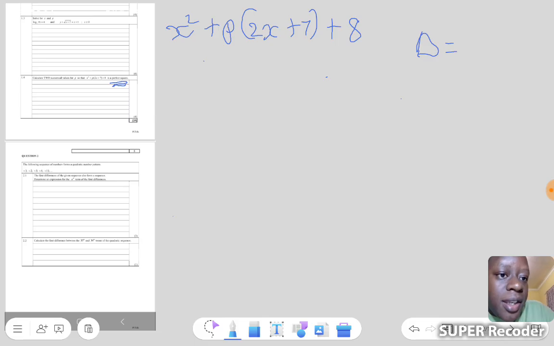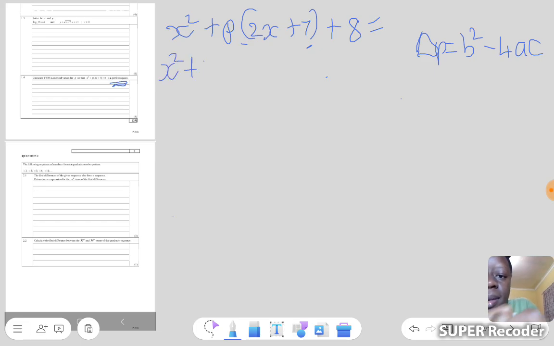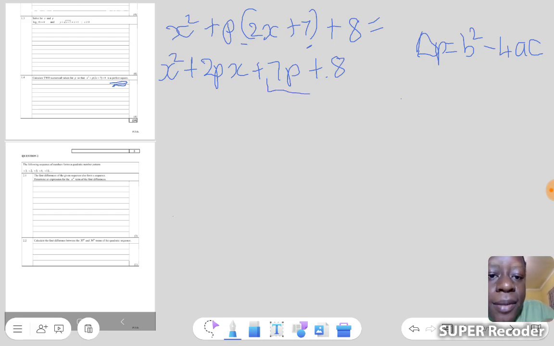delta is equal to b squared minus 4ac. So let's start this side so that we can get rid of these brackets. x squared plus 2px plus 7p plus 8. Look here, we have this, that will be our c.